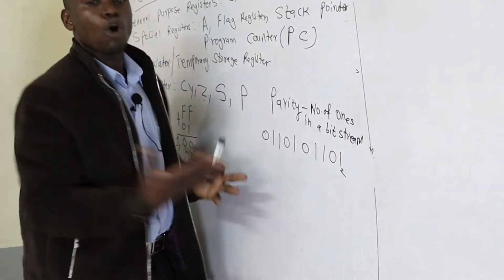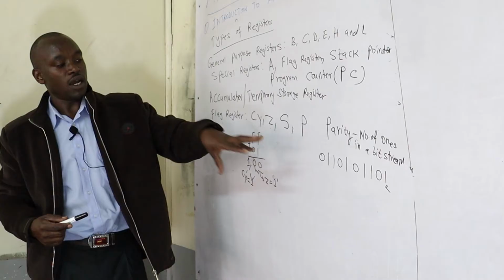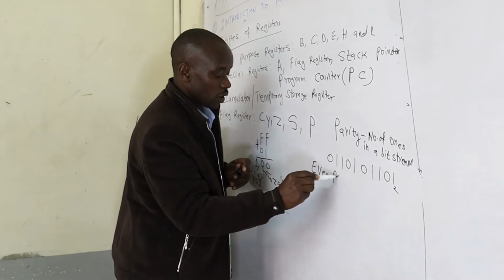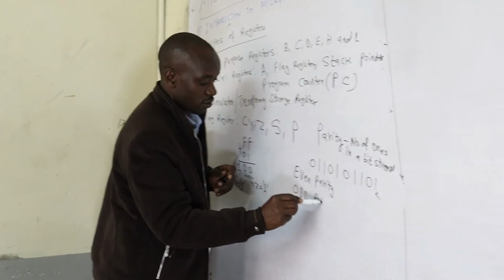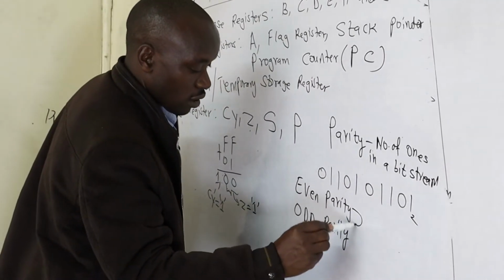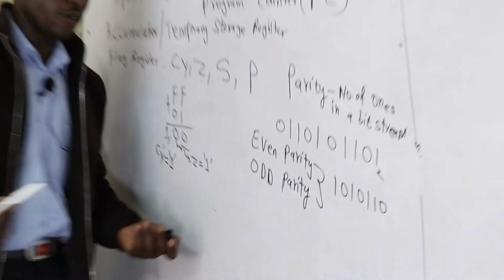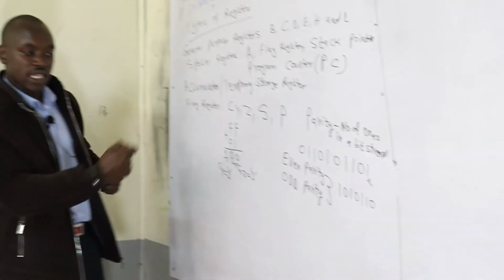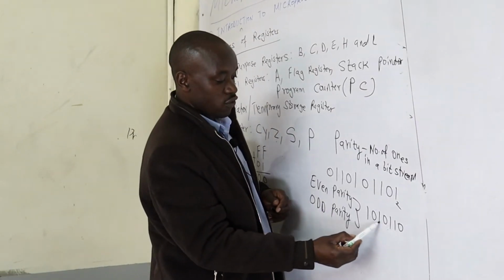So the number of ones can be odd or even. So that's why, after talking about the number of ones in a bit stream, we can talk about either even parity or odd parity. So what do you mean by this one? For example, if we have data like 1 0 1 0 1 1 0, then use even parity. So a parity bit will be added depending on whether the number of ones is odd or even. So if I was using even parity, I would count 1 2 3 4.